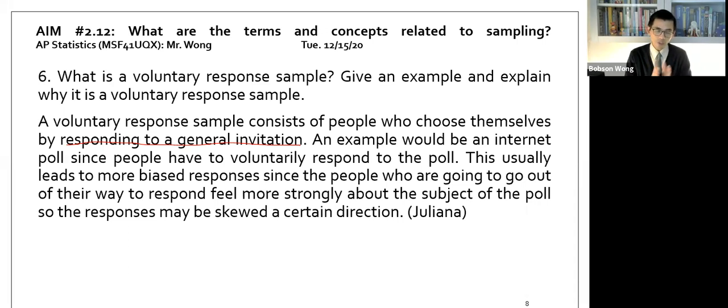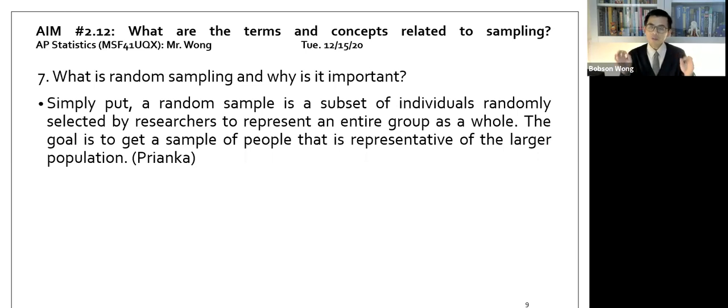And this, as Juliana points out, usually leads to more biased responses, because who's going to make that extra effort? The people who feel more strongly about an issue. And so that would tend to skew the responses in a particular direction. All of these issues with sampling remind us that random sampling is really, really important. Random sampling means that we take some subset of the population. They are randomly selected so that they represent the entire group. And so the goal here, as Priyanka points out, is to get a sample that represents the entire population. If your sample does not represent the population, it is not random, and it's really not a good sample.